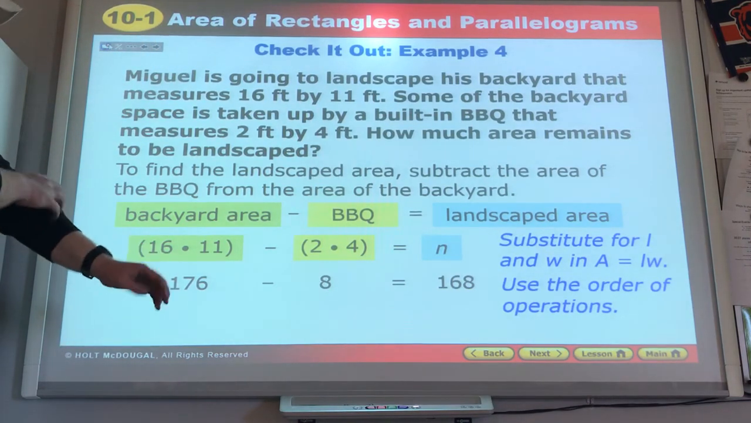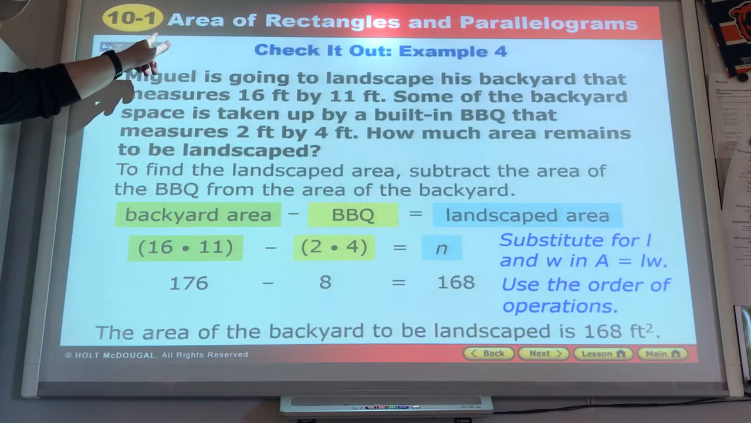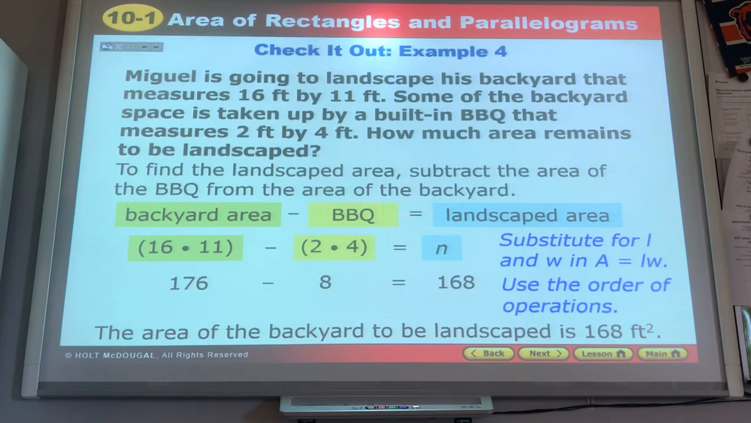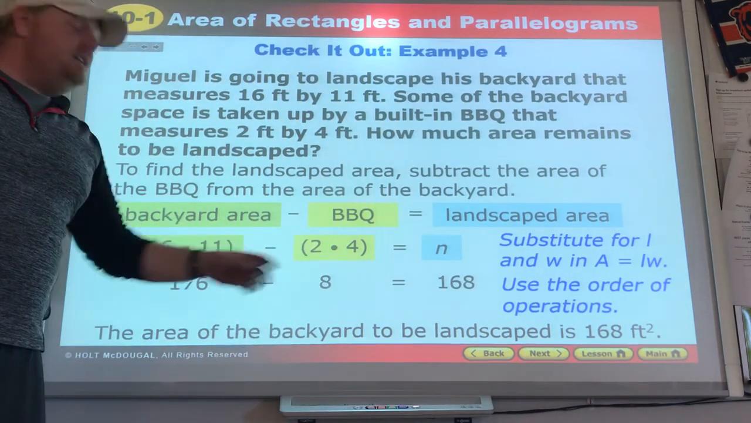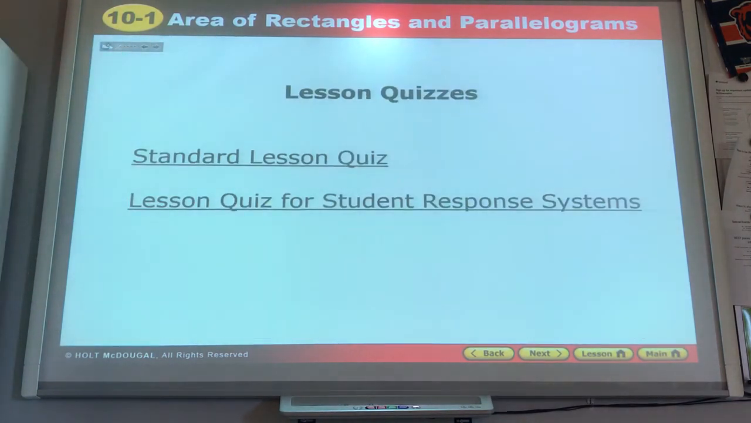176 minus the 8. Oh, I wrote it wrong. So it's going to be actually a different number than I came up with. It'll be 168. 168 feet squared. Because we take the area we have minus that part taken up by the barbecue grill. All right. You're ready to go? Area of parallelograms and rectangles. Not so bad.